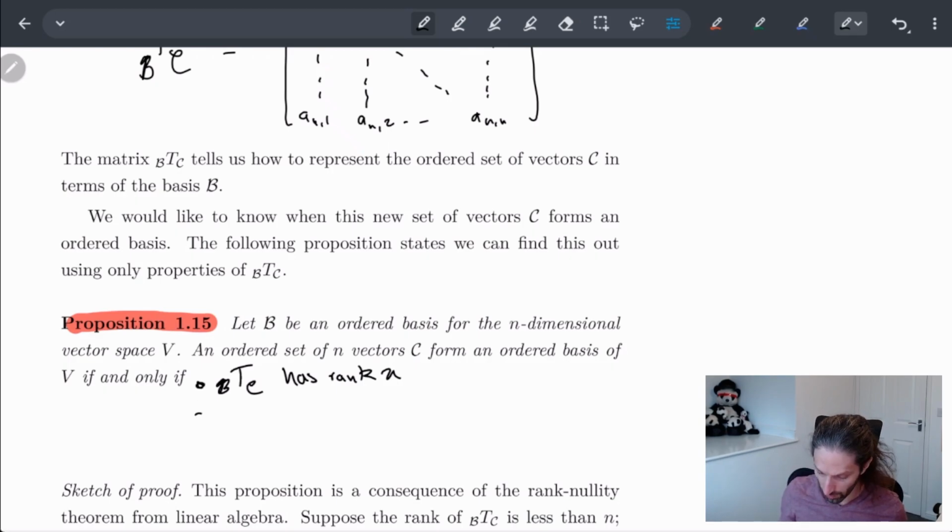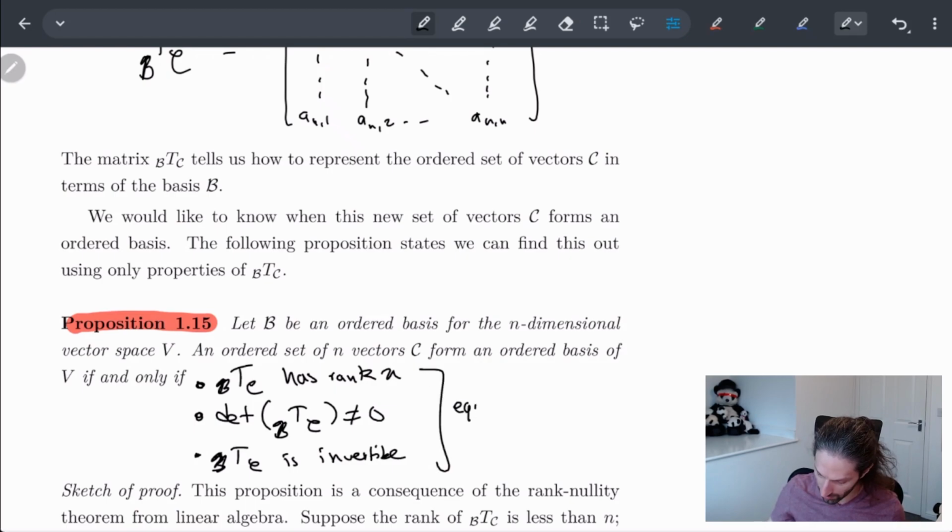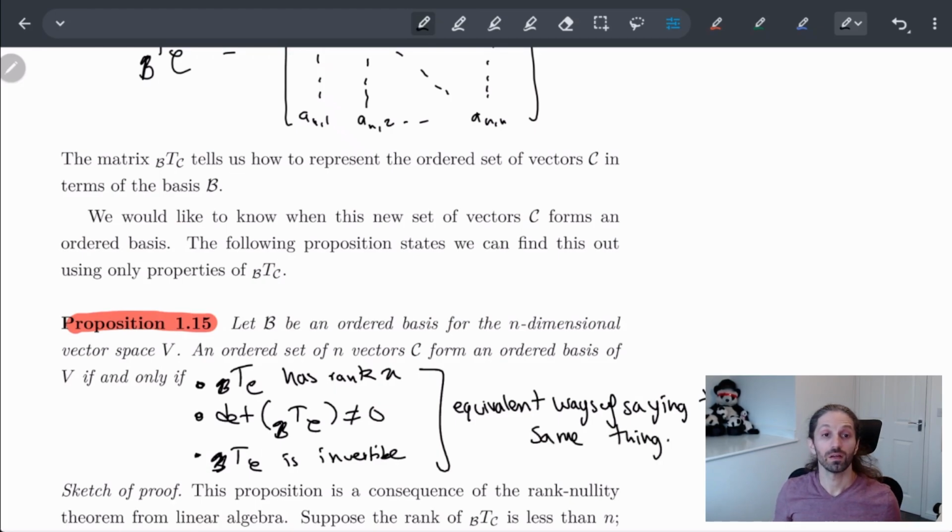You've probably seen a different way of seeing this as well, and this is when the determinant is non-zero. So the determinant of this matrix has to be non-zero. Or another way is we can take this matrix and invert it. So all of these are equivalent ways of saying the same thing. So that's it.